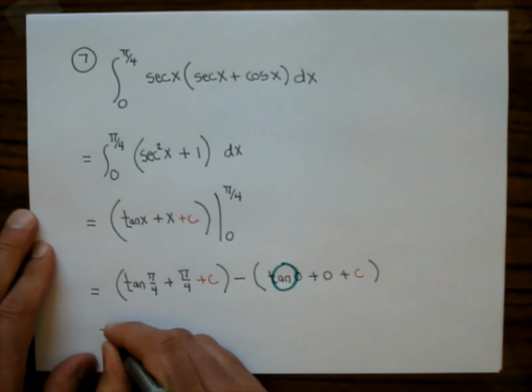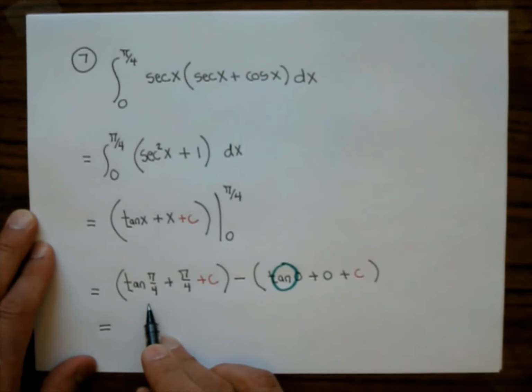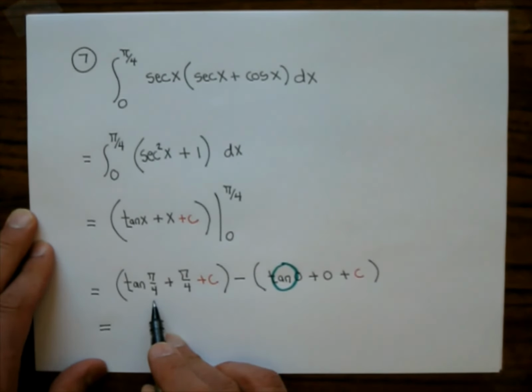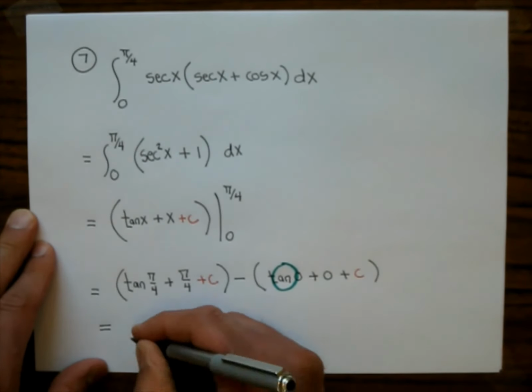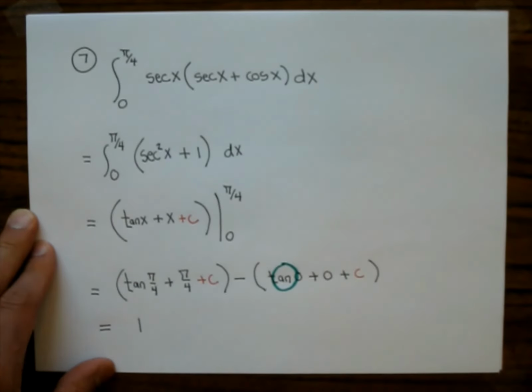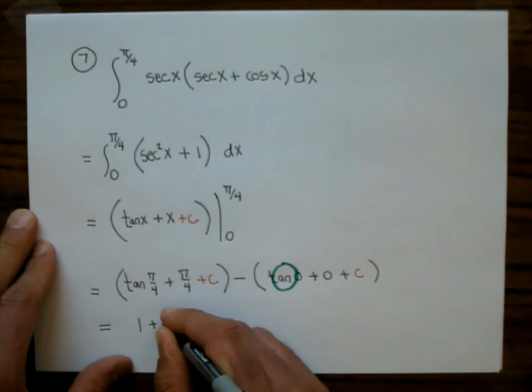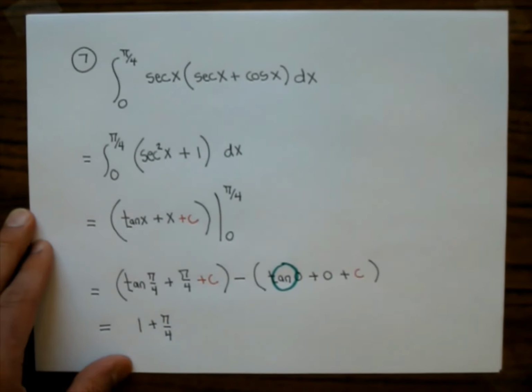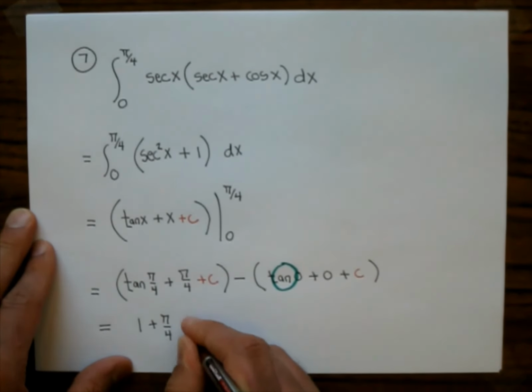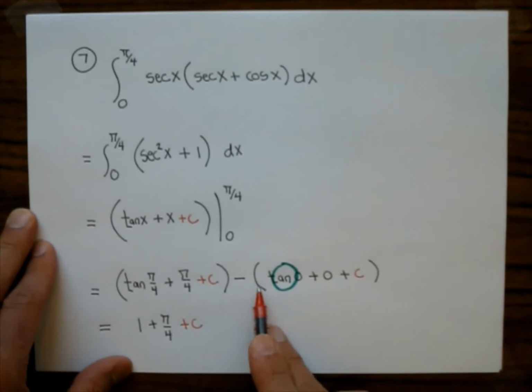So basically, tangent of 45 degrees, that's what that says. If you're thinking of the 45-45-90 triangle, opposite over adjacent is going to be 1. So I have 1 plus pi over 4. We have a plus c. So look what happens to the c, and then we have minus c.